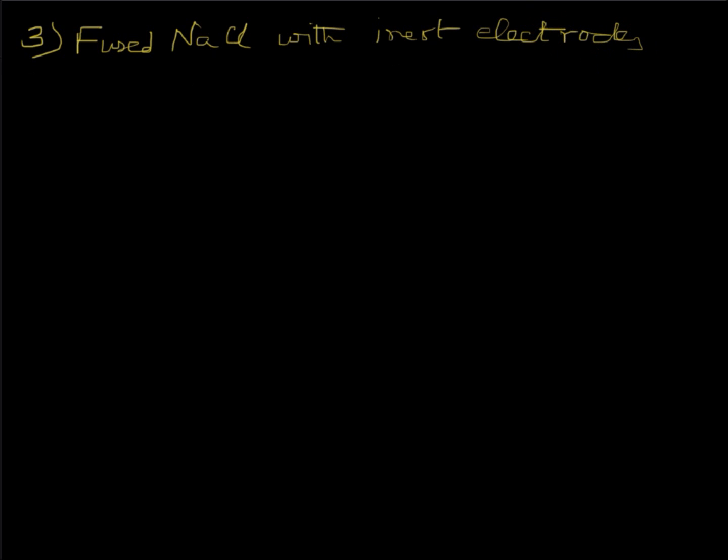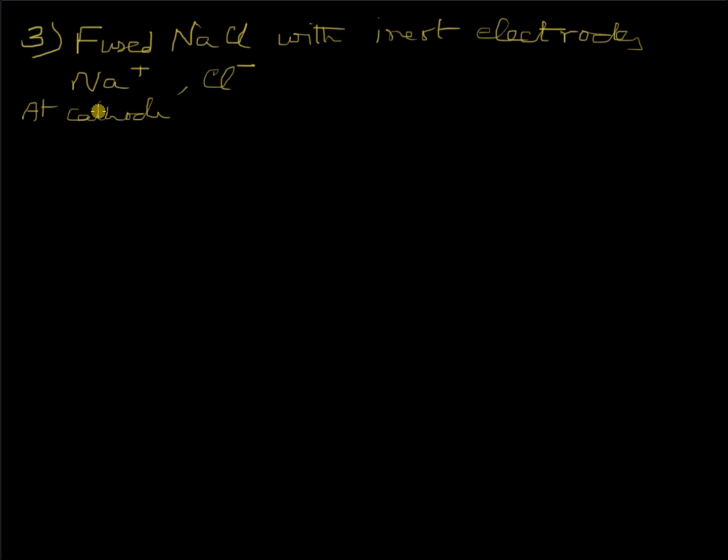Next one to be taken up is electrolysis of fused NaCl, fused NaCl with inert electrodes. Write down the ions present, Na plus and Cl minus. And I am sure you will be able to write the reactions at anode and cathode. For the sake of completion, I am writing them here.